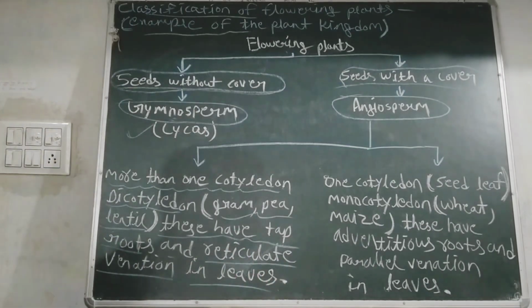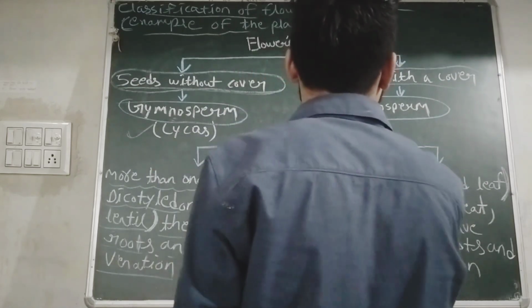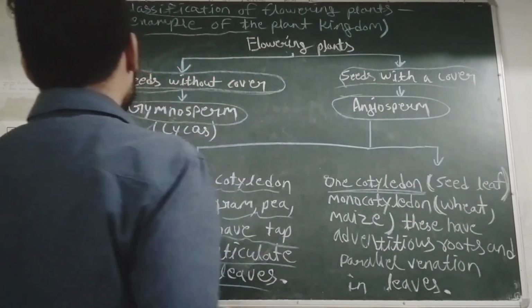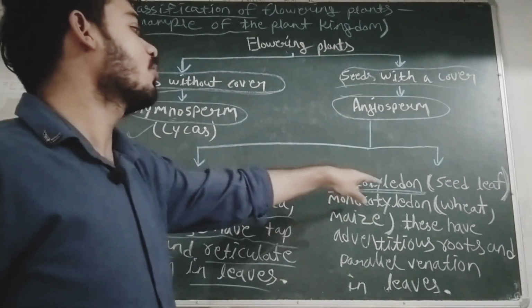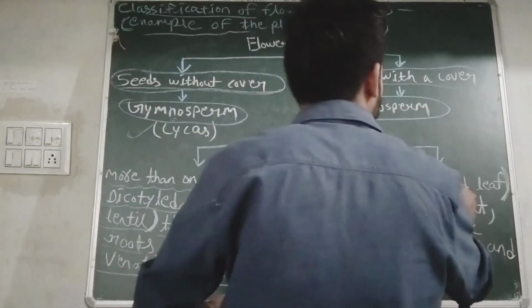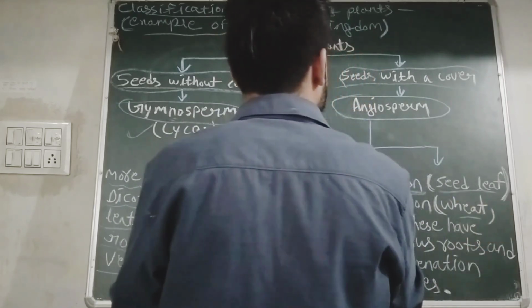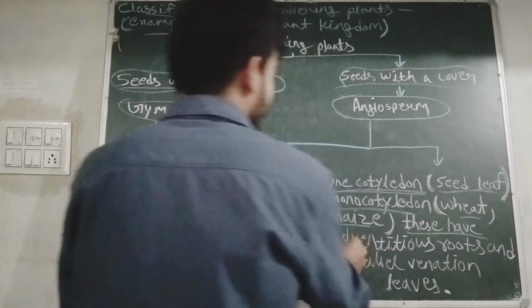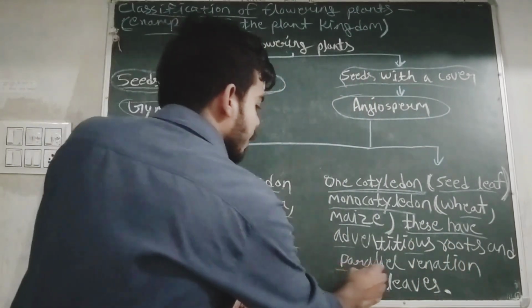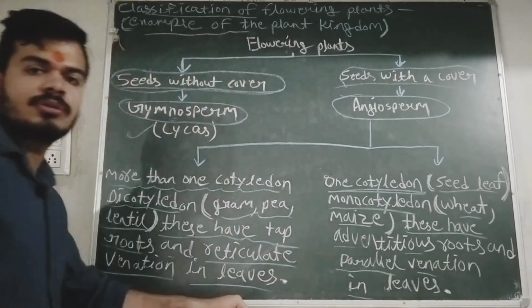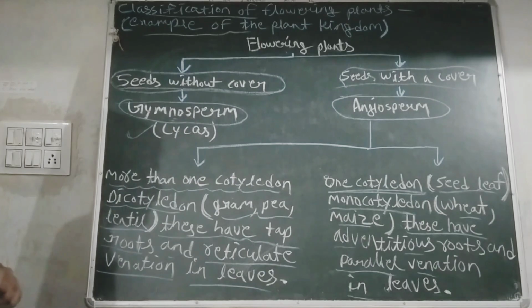And another part of angiosperm is one cotyledon. Here we see this part is more than one cotyledon, but this part is one cotyledon, the seed leaf. Monocotyledon. Example, wheat, maize. These have adventitious roots and parallel venation in leaves. So this is the classification of flowering plants.